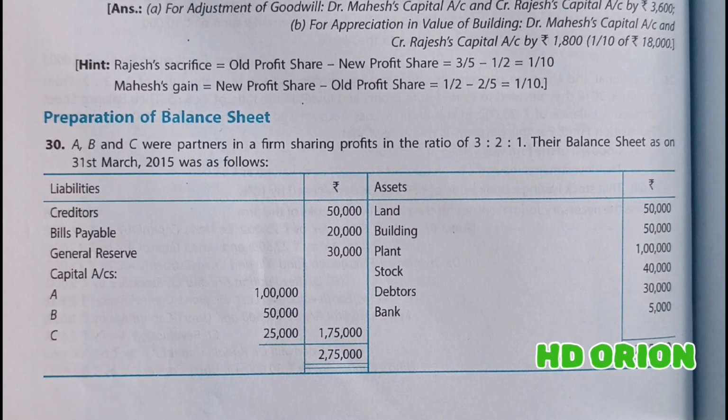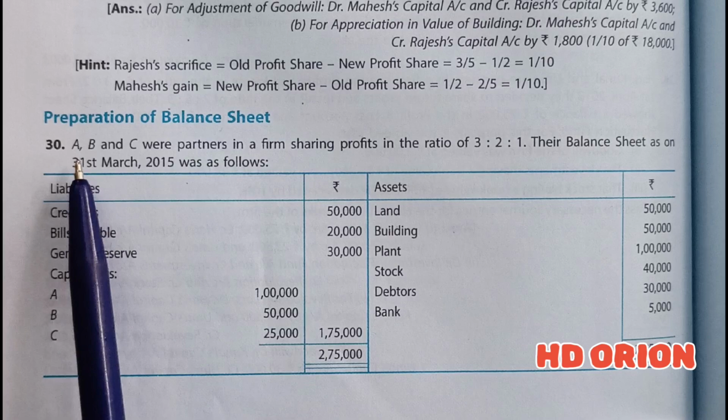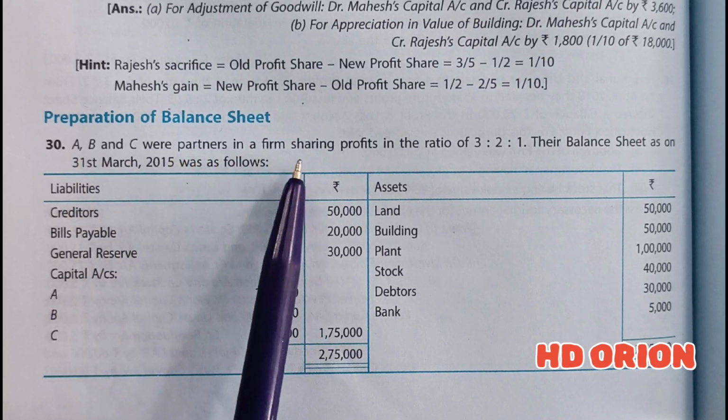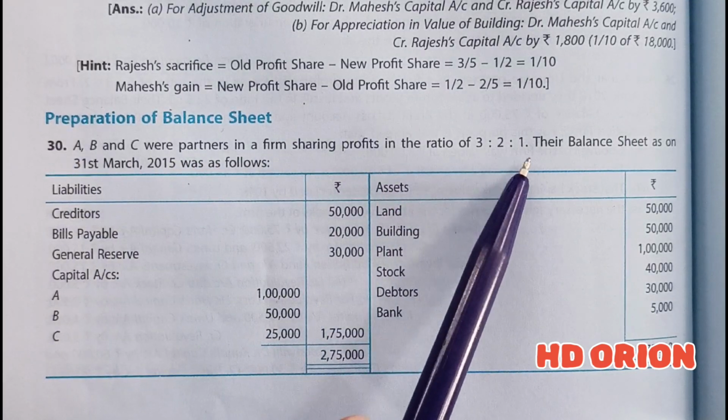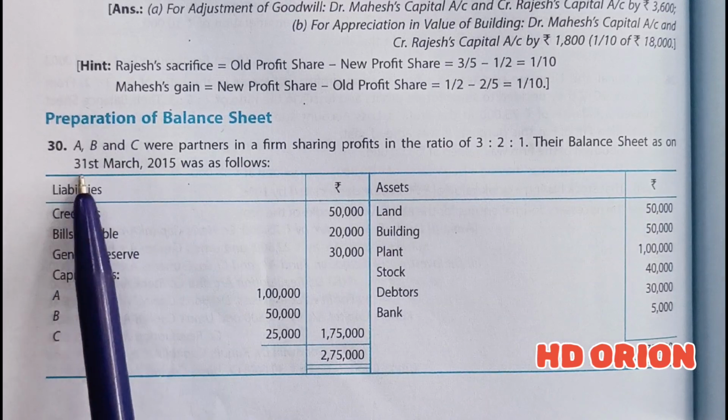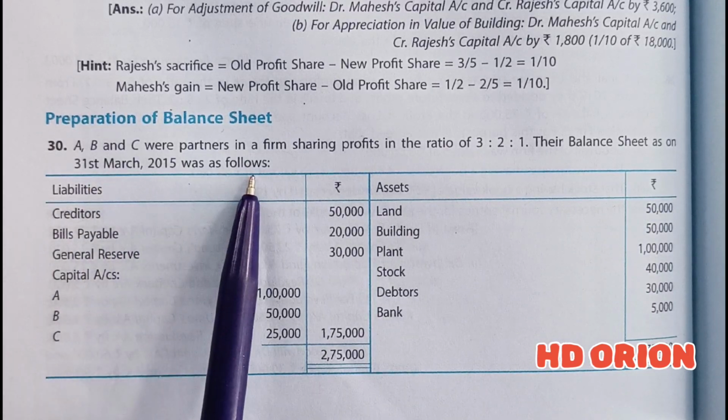So question number 30, preparation of balance sheet. A, B and C were partners in a firm sharing profits in the ratio of 3:2:1. Their balance sheet as on 31st March 2015 was as follows.